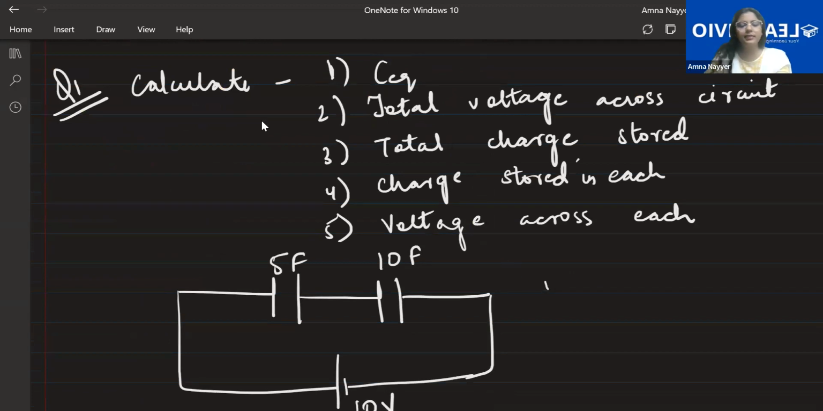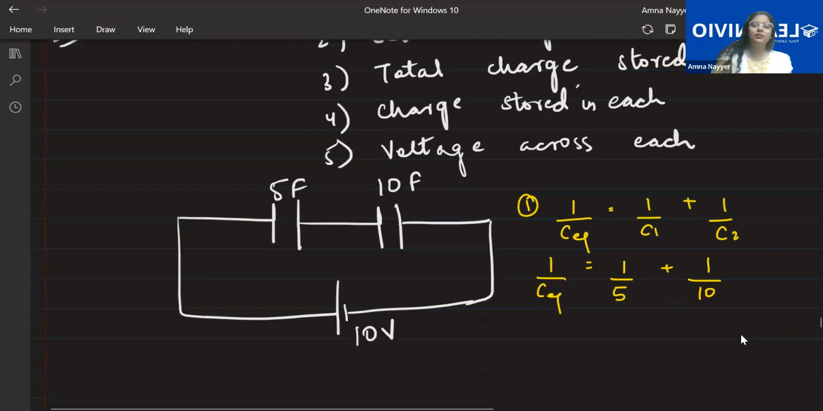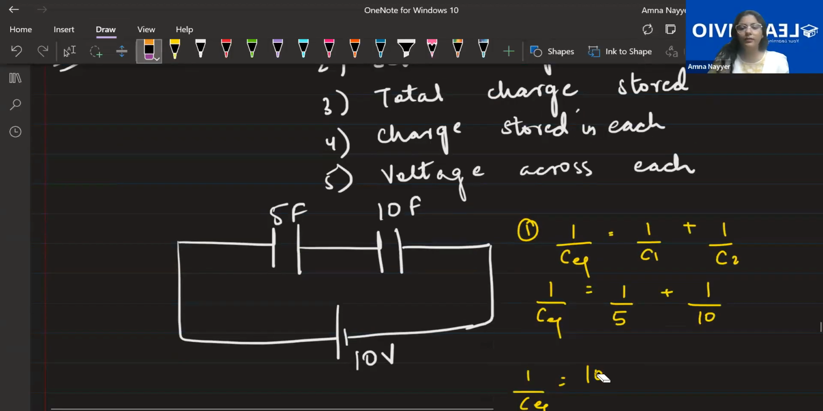See, the first one says that you have to calculate the C equivalent. So we can see here both of them are just connected directly. There is no branching. So we can conclude that they are connected in series. If they are connected in series, 1 by C equivalent will give us 1 by C1 plus 1 by C2. So 1 by C equivalent will be 1 by 5 plus 1 by 10.